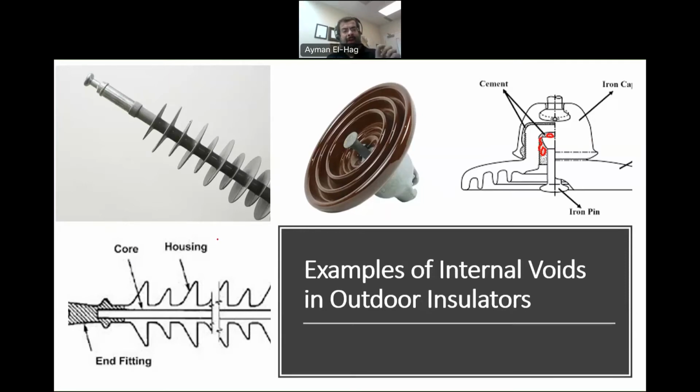When it comes to polymeric outdoor insulators, basically the silicone rubber, which is the main type of outdoor insulator, the void happens at the interface between the housing and the core. During the manufacturing process, you have the core, and you inject the mold of the silicone rubber material. Sometimes there will be some voids between the housing and the core. So this is an interface type of void. The question is why we have field enhancement and discharge inside these voids.